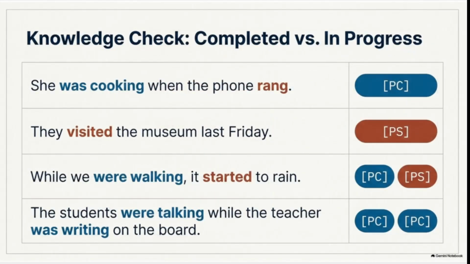Knowledge check. Completed or in progress. Now it's time to check your understanding. Let's look at the first sentence. She was cooking when the phone rang. Which action was in progress? That's right, she was cooking.